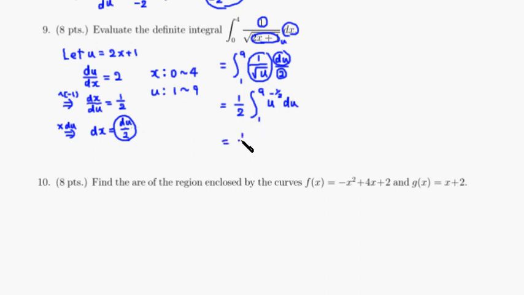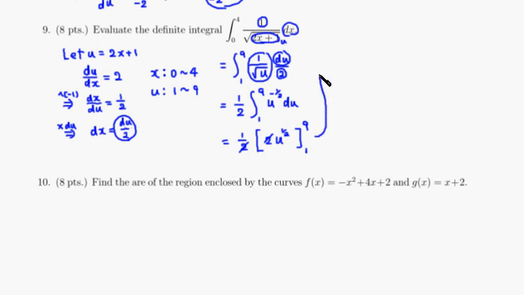So 1/2 is still out there. Then the antiderivative of u to the negative 1/2 would be: add 1 to the power, so negative 1/2 plus 1 is positive 1/2, and dividing by 1/2 is equivalent to multiplying by 2, so I put 2 out here. Then it goes from 1 to 9. I'm going to take care of the constant: 2 is on top and 2 is on the bottom, so they cancel out.